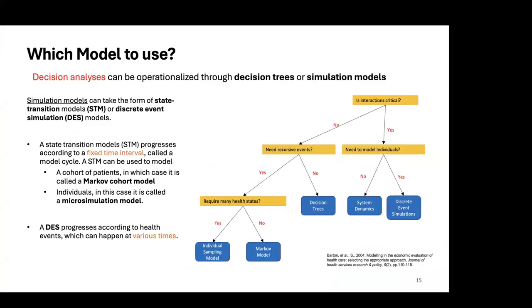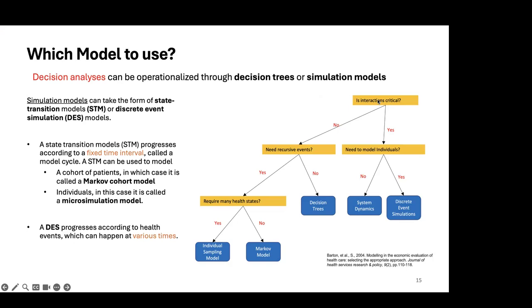So, economic evaluation in healthcare. Now the question is, how do you take a decision? Which models to use? This tree diagram helps a lot. The question we are asking is, what type of models should one use in healthcare? So the question we ask is, is interaction critical? The answer is yes or no.